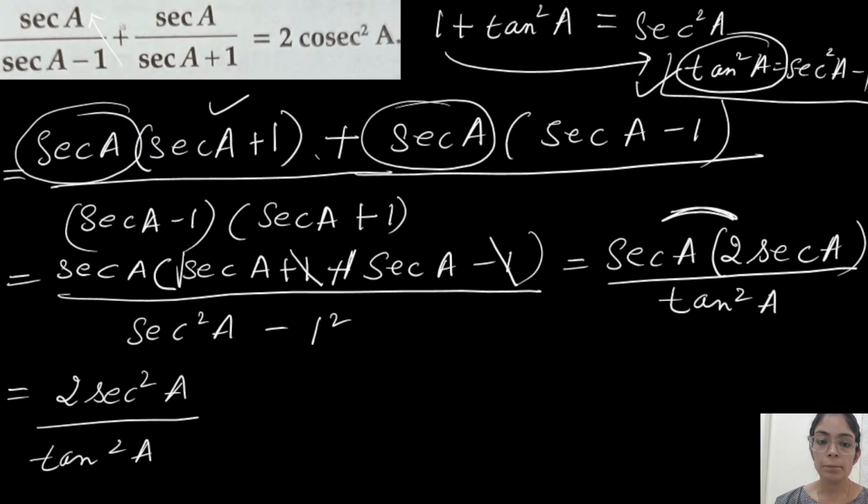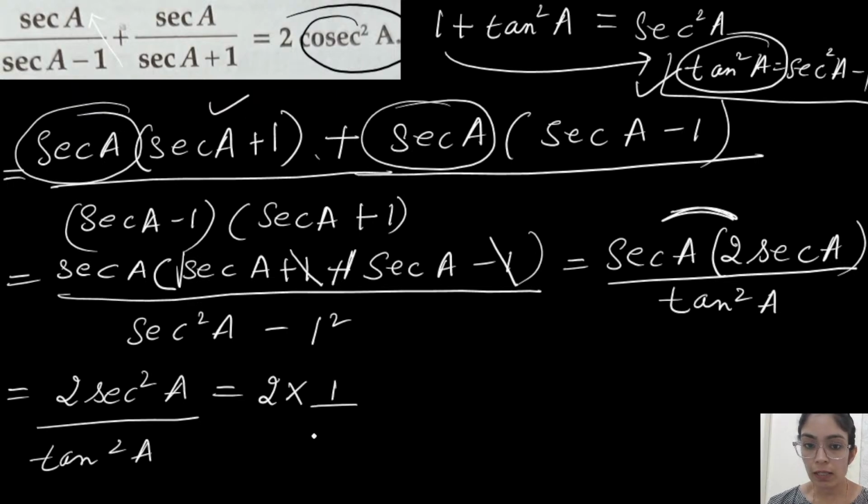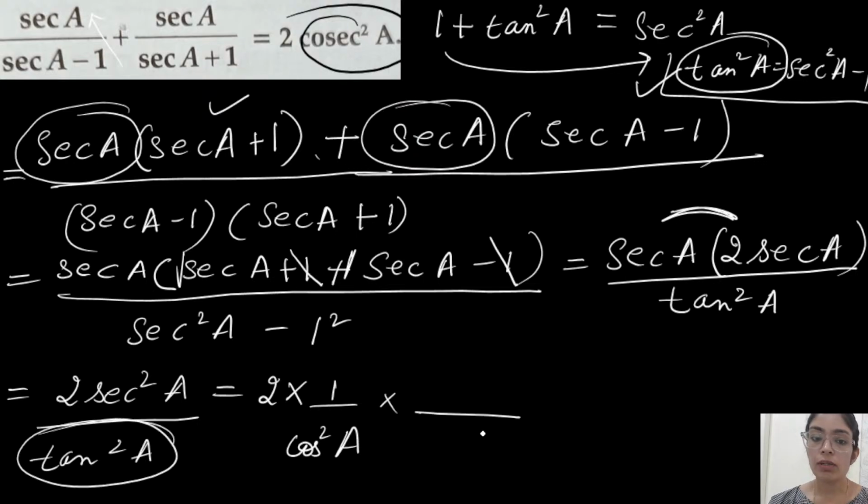Let's change them to sine and cos, because on the left side we need cosecant A. When I am changing it to sine and cos, secant will become 1 by cos square A, because secant's reciprocal relation is cos. And tan is in the denominator. See, tan will become sine square A by cos square A. So cos square A will go on top because it is already there in the denominator. So cos square A and cos square A will get cancelled.